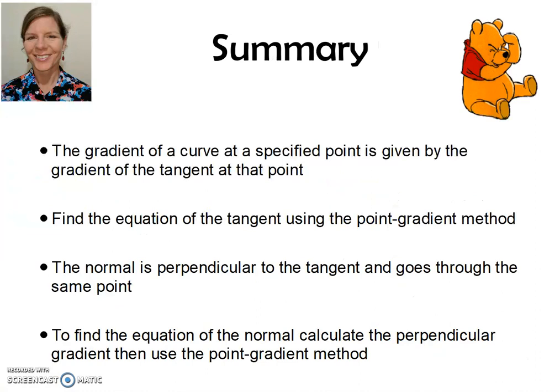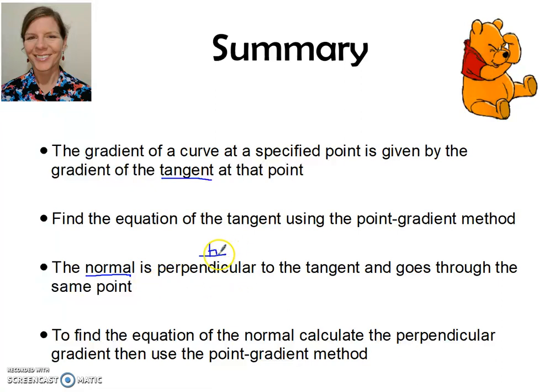Okay, so that's all there is to it. So just remembering that the gradient of a curve at a specified point is given by the gradient of the tangent at that point. So to find the equation of the tangent, use the point gradient method. Okay, determine the gradient, run it through that point. Okay, the normal is perpendicular. So when we start talking about things being normal to each other, we mean perpendicular, right angles.